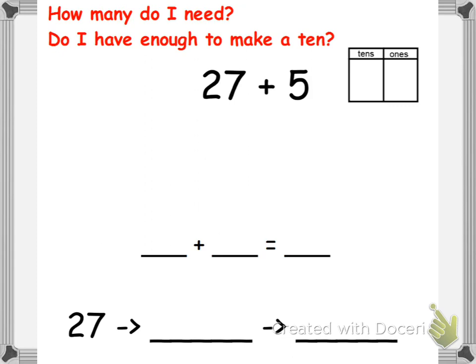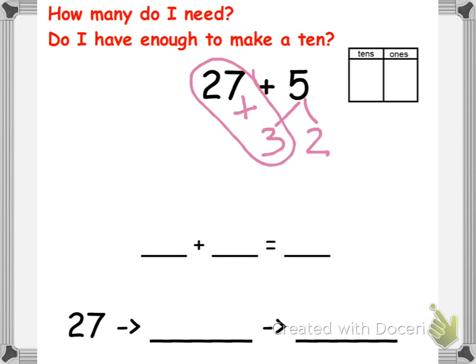So now we have to ask ourselves, do I have enough in this other number to make a new 10? Well, there's 5. I know 5 is more than 3, so I know that we can take 3 from the 5. So 27 is going to take 3 because 27 needs to make that 10. Remember, they all want to make that new 10. And then from that 5, there's going to be 2 left.